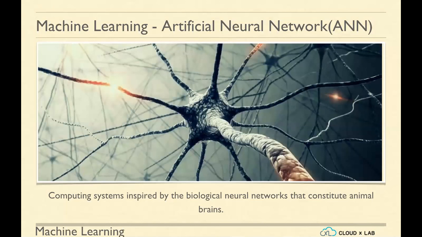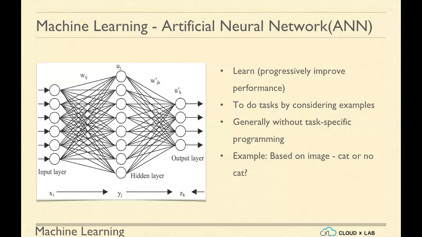The artificial neural network is one part of machine learning, whereby we use computing systems that are inspired by biological neural networks that constitute the animal brains. So basically, as part of the ANN, the model learns progressively to perform tasks required by considering examples, generally without task-specific programming. For example, say based on an image, we need to predict cat or not a cat.